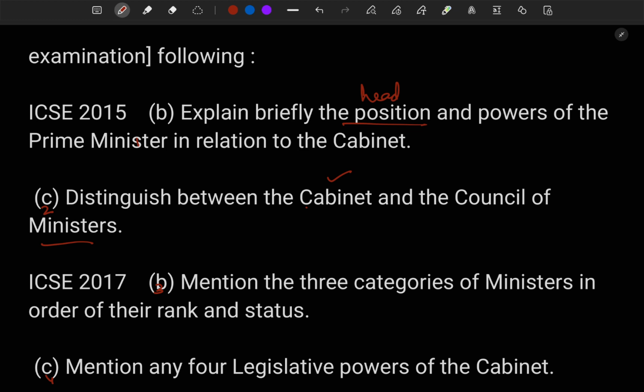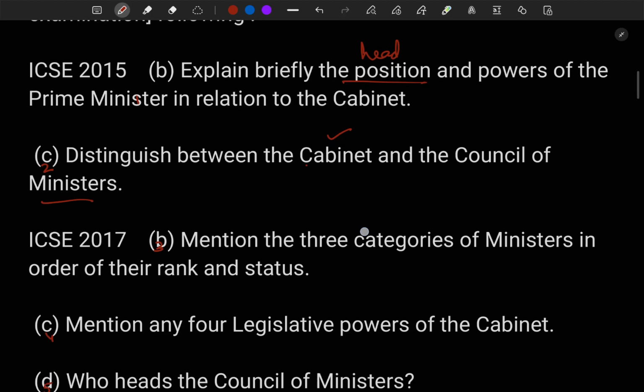And what powers does the prime minister have? The prime minister advises the president whom to appoint as a minister, and also distributes the portfolios among the council of ministers. He is presiding over the meetings and coordinating between the different leaders, as we have seen in the chapter. He acts as a spokesperson and has a collective responsibility towards the Lok Sabha. I hope this point is clear to you.